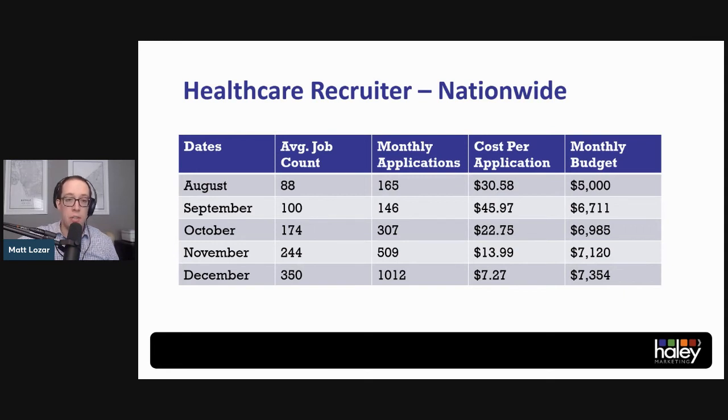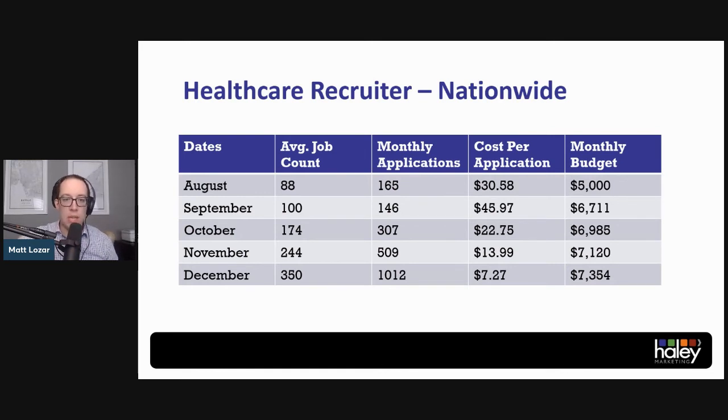Applications actually went down. Job count's pretty consistent. Cost per application went up by 50%. So we increased our budget. We had decreased in applications. Not good. Not good at all. So from September to October, maintained the same budget, sponsored more jobs. We needed more jobs in that jobs to budget ratio. Initially in September, we increased our budget, didn't increase our jobs, led to worse results.